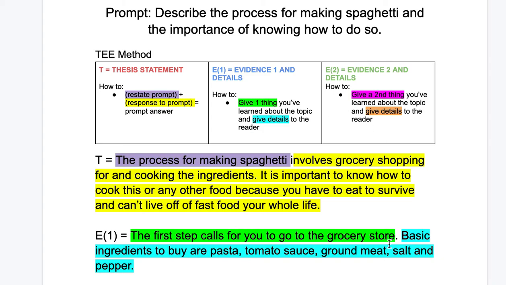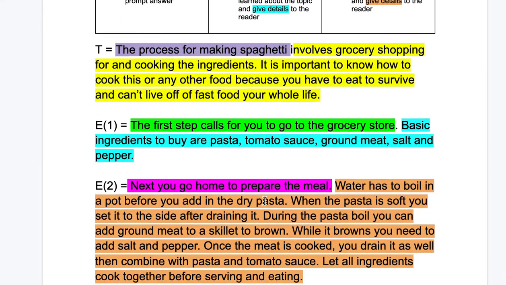What am I doing there? Well, basic ingredients to buy at the grocery store are pasta, tomato sauce, ground meat, salt, and pepper. All right? Green is the one thing I know, my evidence. Blue are the details that explain that evidence. Now, evidence 2 and details is pink and orange.